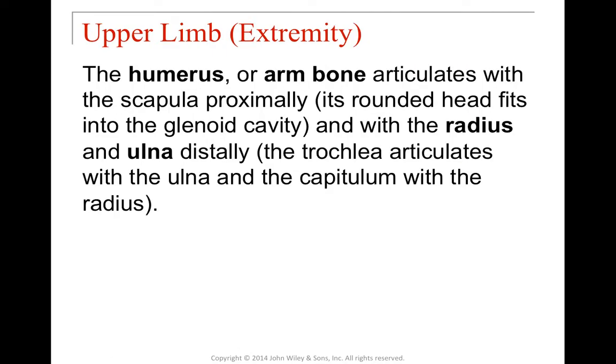All right, so the humerus is the arm bone, and that's going to articulate with the scapula in the proximal region. Basically, its rounded head fits directly into the glenoid cavity, and distally, it's going to interact with the radius and the ulna. The trochlea of the humerus articulates with the ulna, and the capitulum of the humerus is going to interact with the radius.